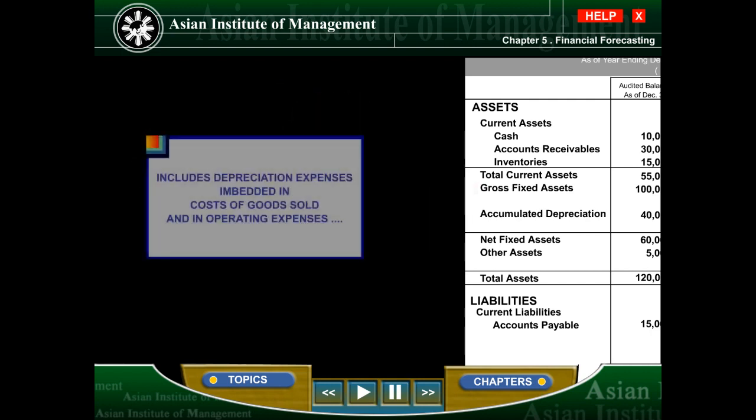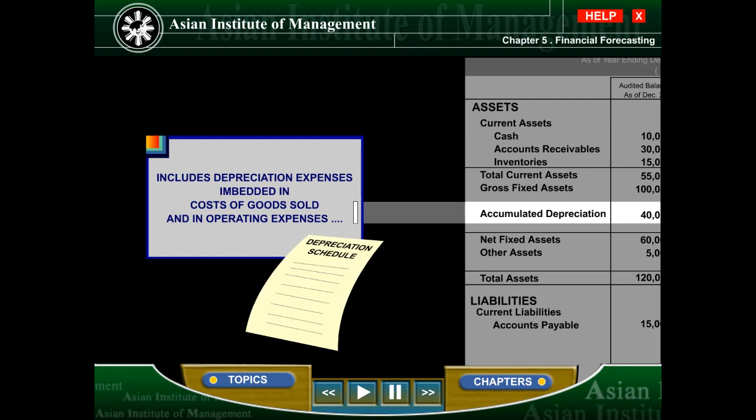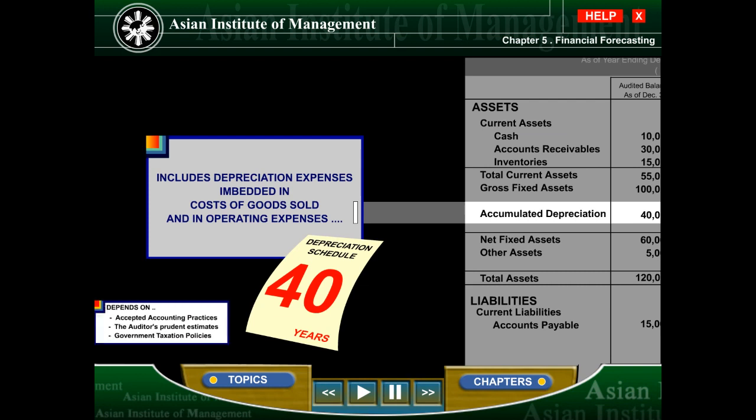The depreciation expenses embedded in the cost of goods sold and in the operating expenses are cumulatively added over the years to arrive at the accumulated depreciation. To determine the depreciation expenses, the forecaster has to refer to the depreciation schedules calculated by the enterprise's accountants for each fixed asset. Some fixed assets are depreciated over 3 years, some over 5 years, others over 10 years, and still others over 40 years. This would depend on accepted accounting practices, the auditor's prudent estimates, and government taxation policies.